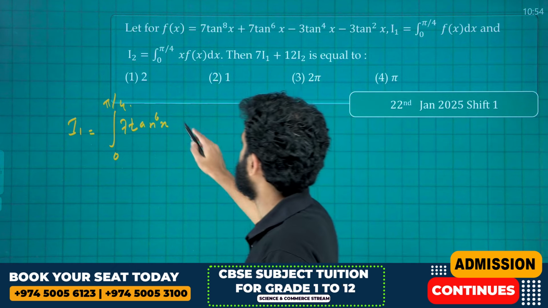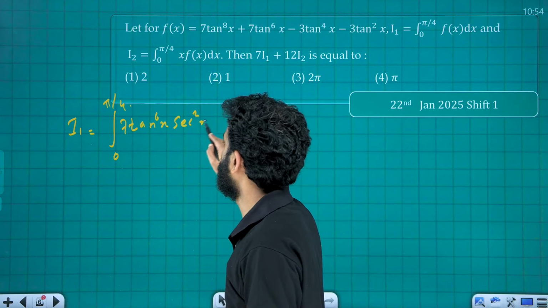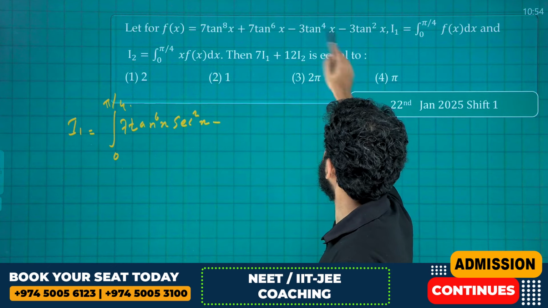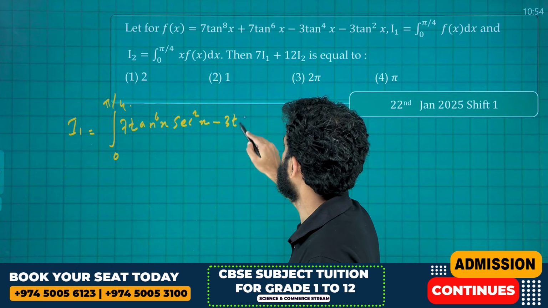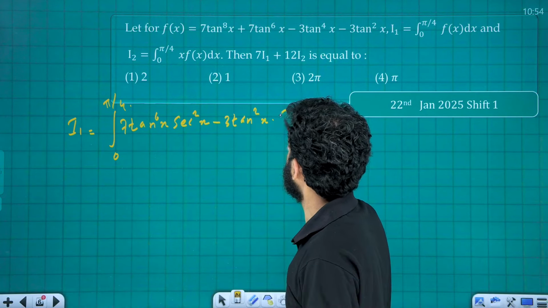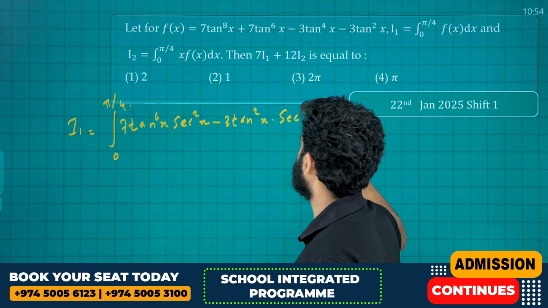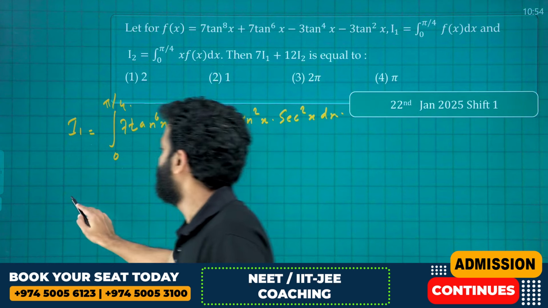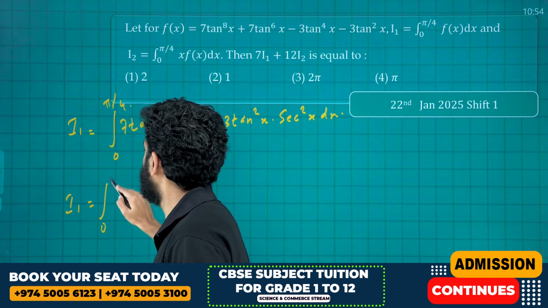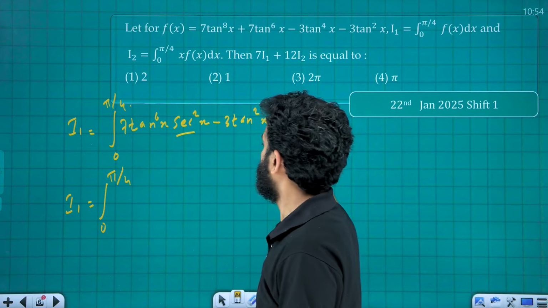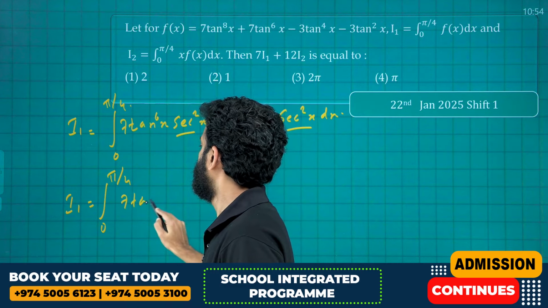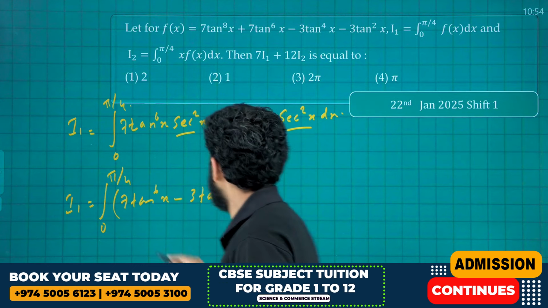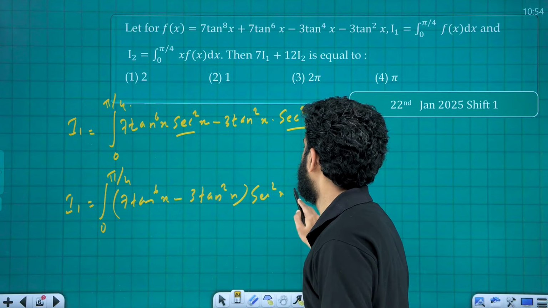And what is tan square x plus 1? That is sec square x. Minus, and from here we can take minus 3 tan square x common, into sec square x dx. I hope you got the idea here. So it's easy then: from 0 to pi by 4, sec square x we can take outside, it will be 7 tan raised to 6x minus 3 tan square x into sec square x dx.